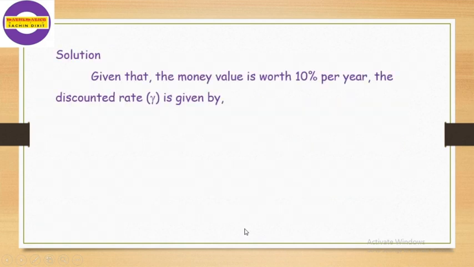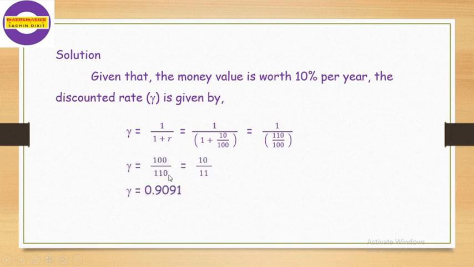Solution: given that the money value is worth 10% per year. The discounted rate gamma is given by gamma equals 1 upon 1 plus r, that is 1 upon 1 plus 10 by 100, that is 1 upon 110 divided by 100, that is 100 by 110, that is 10 by 11. Therefore gamma is 0.9091. That is the value of gamma, the discounted rate.